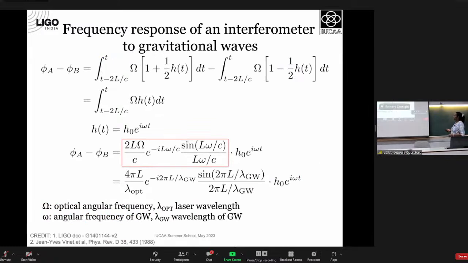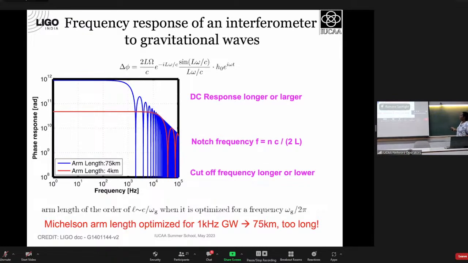So you have the phase difference, and now you calculate the effect of an incoming gravitational wave given by h of t. h of t is defined by h naught, because the gravitational wave has its own frequency we talked about. If you define it as h naught e^(i omega t), then the phase comes out to some function here. So this is what you get. Now if I plot frequency of the gravitational wave versus the phase response on the y-axis, this is how the plot will look. I'm plotting this function. This is what we call a frequency response.